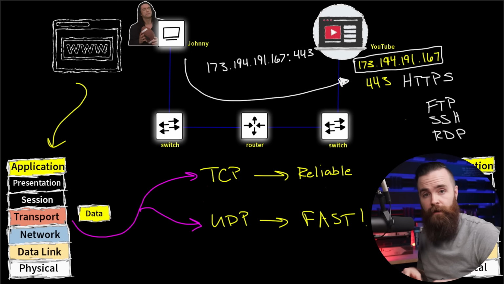So one server can be a ton of things. It could be an RDP server, SSH server, FTP server, web server, gaming server. You can open up other ports, other windows into your server. And no, I'm not talking about Windows Server. It could be Linux, I don't know.